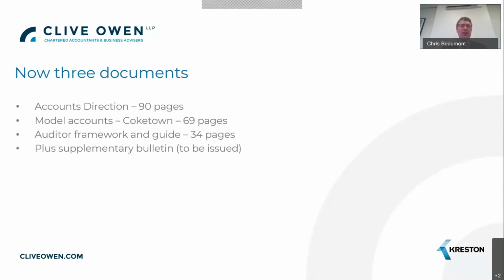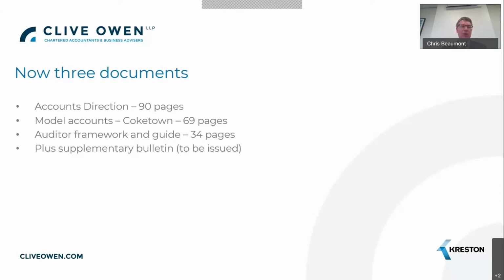First thing to say is the accounts direction and the model accounts combined basically have the same power as the accounts direction last year. So effectively, under your funding agreement, you have to follow the accounts direction and the model accounts Coketown. There's no ifs or buts about that. That's what you have to do. So the fact it's now two documents rather than one doesn't change that guidance.